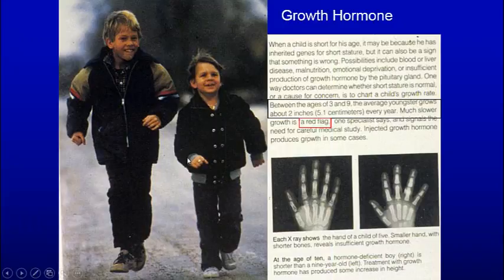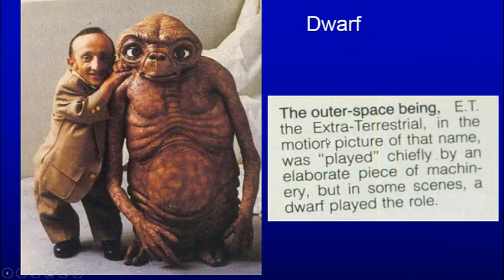Now here we see two boys. This guy is 9 and this guy is 10. And you can see that his growth is stunted because he hasn't had sufficient amount of growth hormone. And in fact, if you don't grow by 2.5 inches a year between years 3 and 9, it's a red flag for something going on during that point in time, and they will give you therapy.